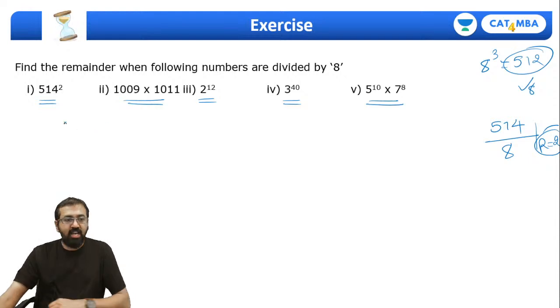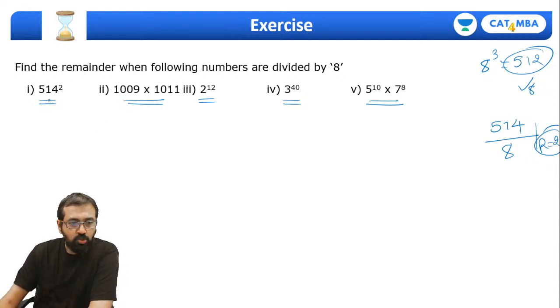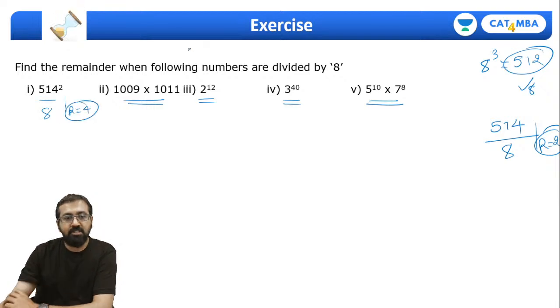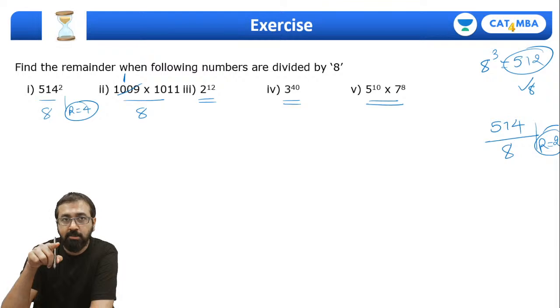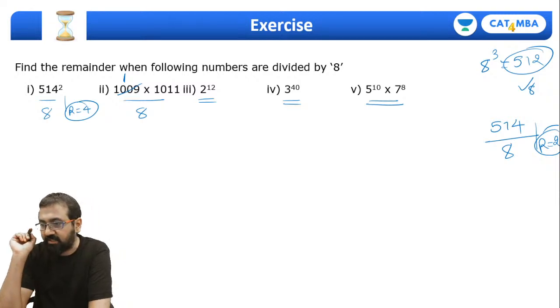So guys, what are the answers for this one quickly? Of course 514 divided by 8, remainder is 2, so 2 square is 4, so the remainder is going to be 4. Are we clear with this? Okay, what about this one? 1009 into 1001. 1009 divided by 8, remainder is 1, because 1000 is divisible by 8, so 1008 should also be divisible by 8. This is 1009, so it should leave 1 more than that.